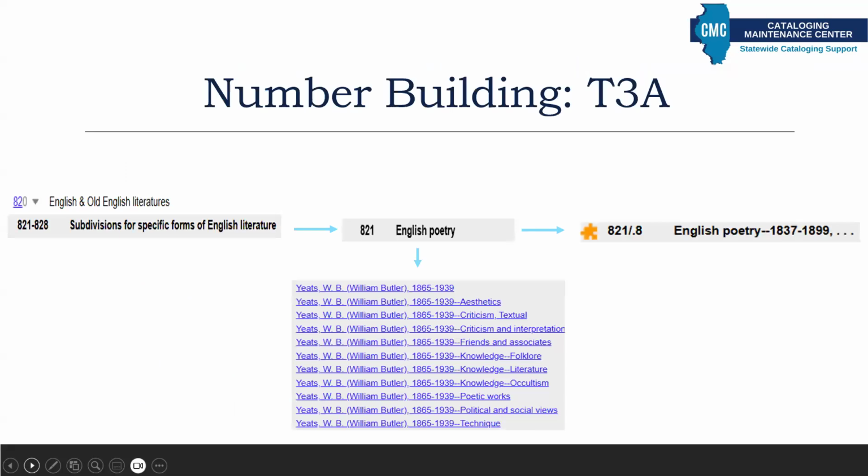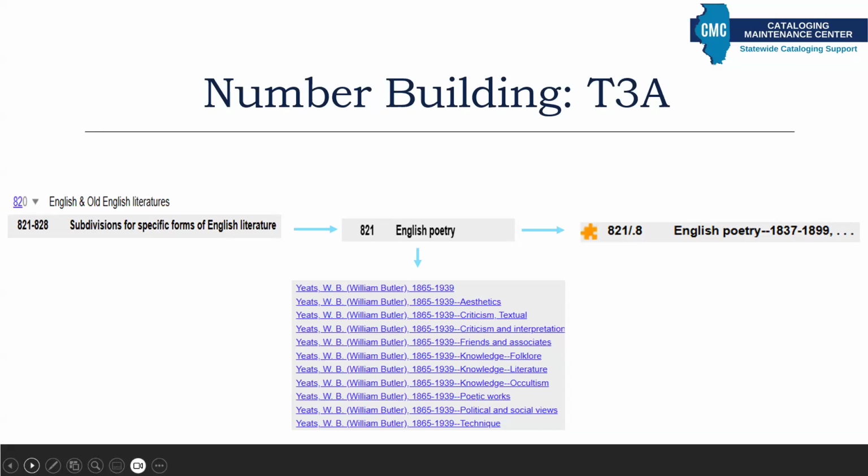All right, so now we're going to look at number building. So this is harkening back to what we talked about with the tables. And this is taking you through how we're going to build a specific number. So we have a collection of poetry by Irish author W.B. Yeats. So we'll start in the 820 range because this schedule includes Irish authors, even though it is listed as English and Old English literatures. Then we'll go to the subdivision range of 821 to 828.